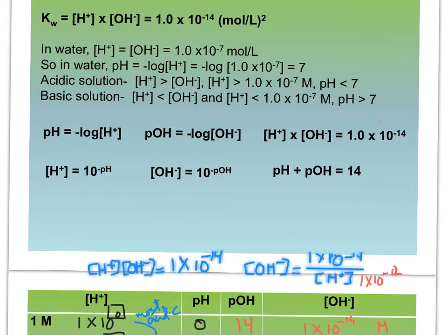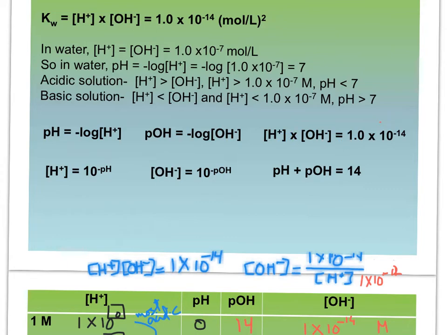So if I am given the H plus concentration and I'm trying to find the pH, I do negative log of the H plus concentration. But what if you're given the pH and you're trying to find the H plus concentration? Well, you do 10 to the negative pH. Same thing with this one. If you're given the pOH and you're trying to find the OH minus concentration, you do 10 to the negative pOH. So you need to be able to use these 6 equations, but really, if you know this one, you can come up with that one and these 2 as well. If you know this one, you should be able to come up with that one.